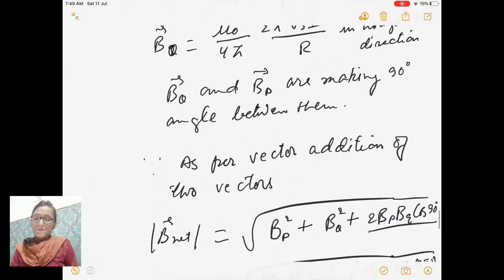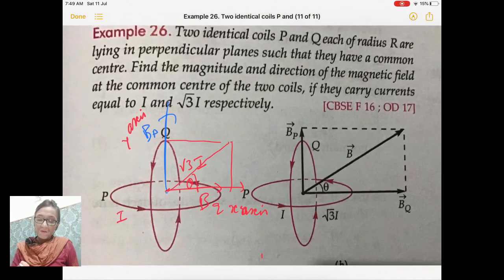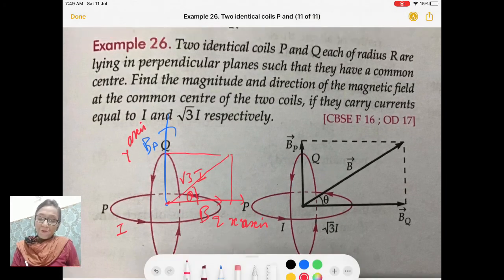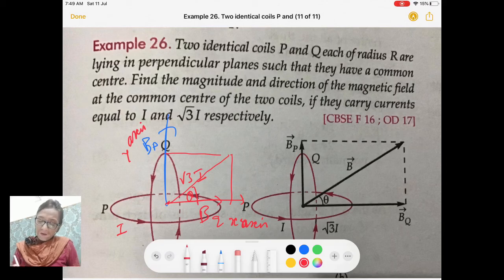Now for direction, let me come on diagram itself. When you make a rectangle using these two adjacent sides, you will find this line. This is your resultant of the two vectors, and it is making angle theta. If it is making angle theta with BQ, so perpendicular will be BP and base will be BQ, and we will be finding tan theta from this right angle triangle.